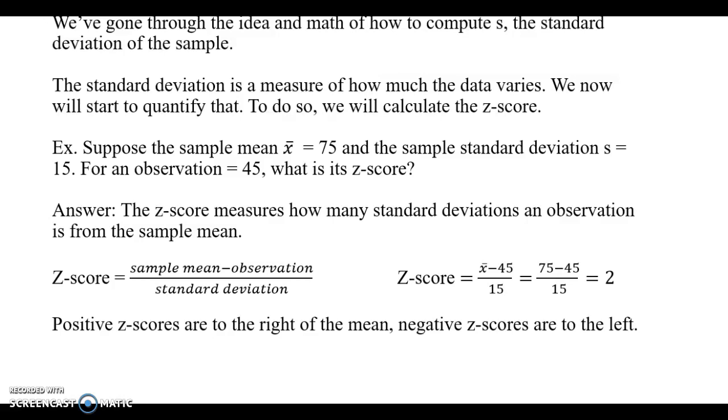So if it's to the right, we'll call it positive. If it's to the left, we'll call it negative. To calculate it, we take the sample mean, and from that we subtract the number we're looking at. Once we get that, we divide by the standard deviation, and that's shown below for you. You might want to stop and look at this by yourself.